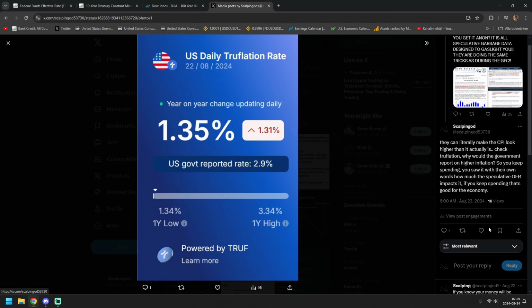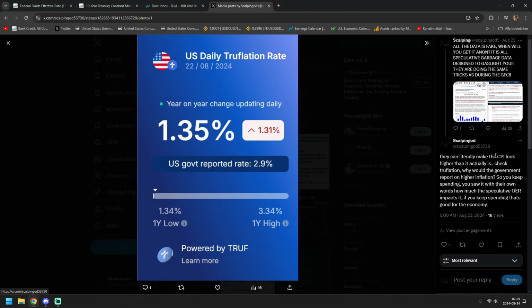So why would they state a higher than real inflation rate, right? Because this is the actual inflation rate. Truflation reported higher inflation in 2022 when the BLS reported 9.1% in June of 2022. I think Truflation had something like 14 or 15%, whereas right now it's 1.35%. So you might go, well, why would they lie about higher inflation? It's because if you know that your money is going to be worth less tomorrow, or if you believe that, then you're going to go out and spend, which is good for the economy. So like I wrote here, they can literally make the CPI look higher than it actually is. Check Truflation. Why would the government report on higher inflation?